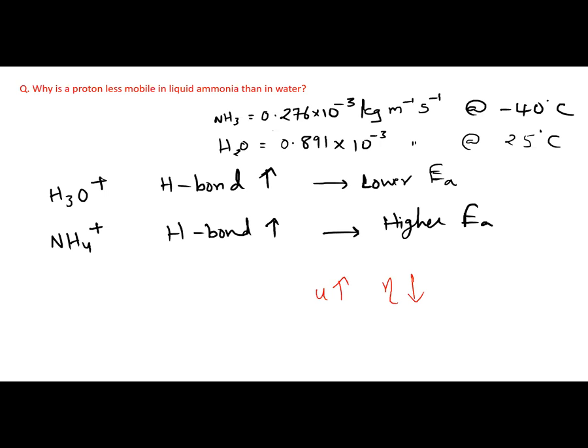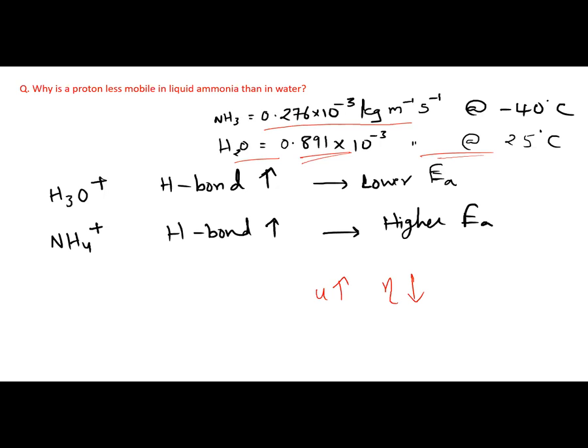The viscosity for ammonia is given as 0.276 times 10 power negative 3 at negative 40 degrees Celsius, whereas for water it's 0.891 times 10 power negative 3 at 25 degrees Celsius. So by the look of these two values, we might conclude that the proton is less mobile in water because of its high viscosity compared to ammonia, which is the opposite of the fact that we are asked to answer for. So we need to look at an alternative mechanism for how this happens.